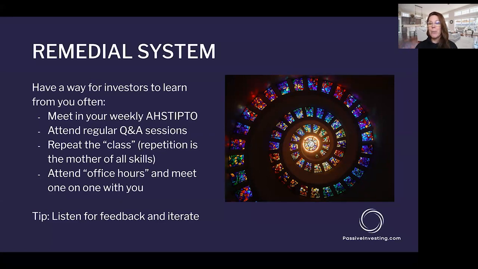Pro tip here is make sure when you do these remedial sessions that you're really not just filling the gap for the investor, but you're listening for feedback, okay? Because they're going to give you all that feedback on what wasn't clear for them, what they needed to engage with multiple times for it to really click and make sense. And that's good feedback for when you repeat your classes to continue to upscale and iterate your work.